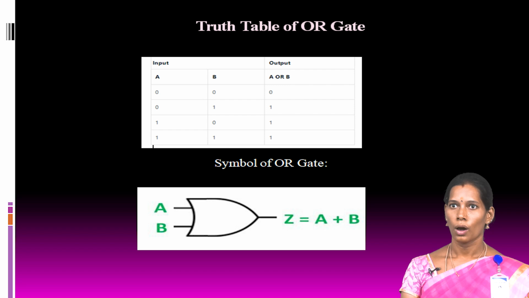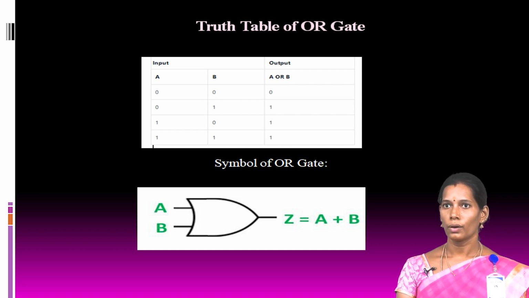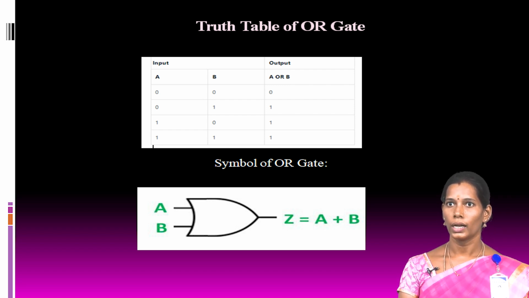Truth table of OR gate. The truth table of an OR gate describes the relationship between inputs and outputs.